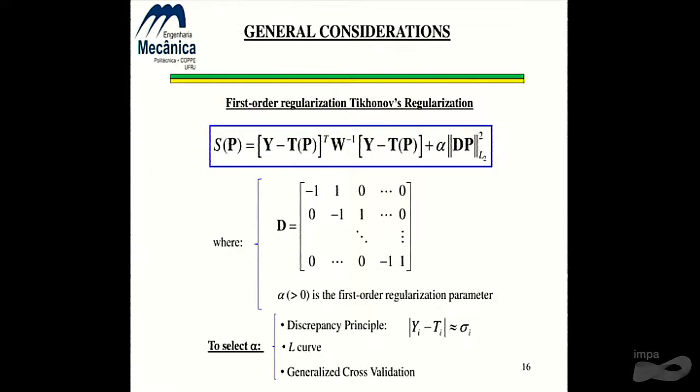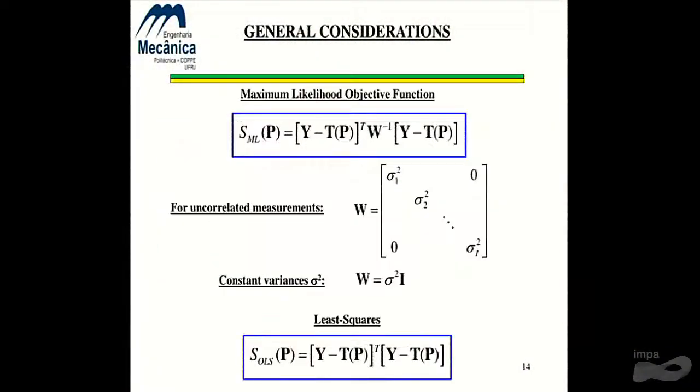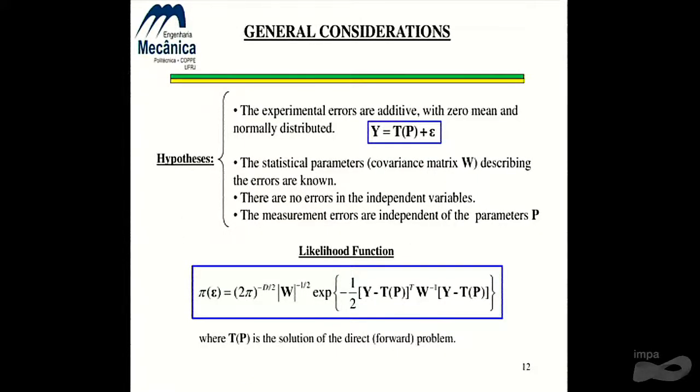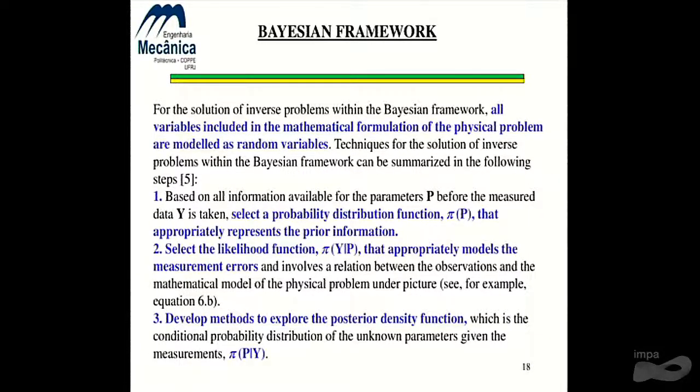And as we have seen, there are different ways of choosing the regularization parameter, and this has been very much discussed last week. Okay, and why is that? Because within the Bayesian framework, we are interested in making statistical inference on what is called the posterior probability density. Okay, so while within the classical approach for the solution of inverse problems, you only take into account the model for the measurement errors. Okay, in the Bayesian framework, we also take into account the prior information that we might have for the unknown parameters.